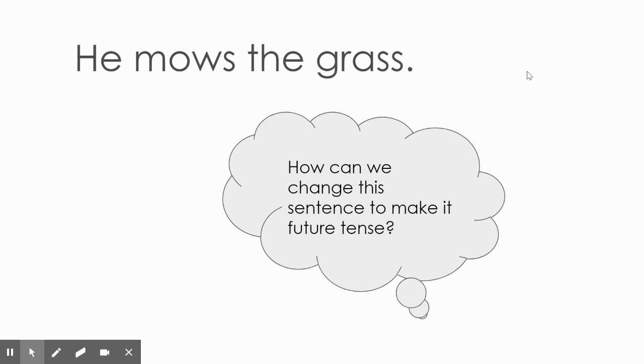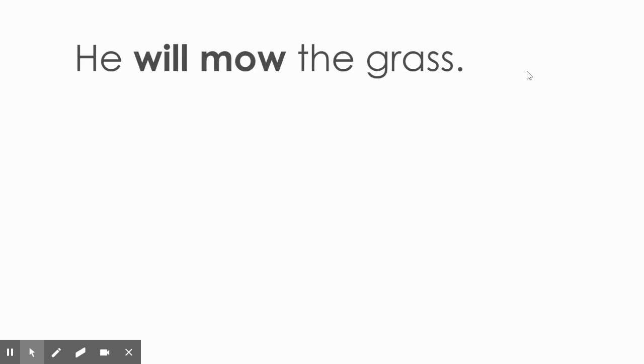Let's read this sentence. He mows the grass. Right now, this sentence is in present tense. He mows the grass. It's happening right now. But how can we change this sentence to make it future tense? What do we add to the verb to show that something will happen later? We add the word will before the verb mow. He will mow the grass, showing it will happen in the future.